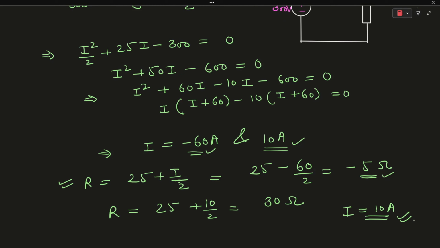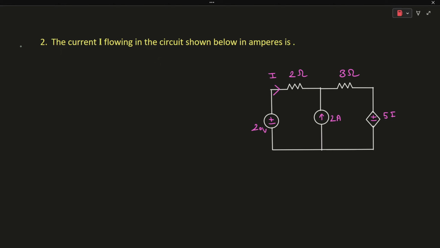Okay. So now let's solve the second problem. This question was asked in GATE 2019. And in this question also, we need to find the value of the current I which is flowing in the circuit. So we need to find the value of this current I. Let's apply nodal analysis in this figure. Let's say the voltage at this node is V.